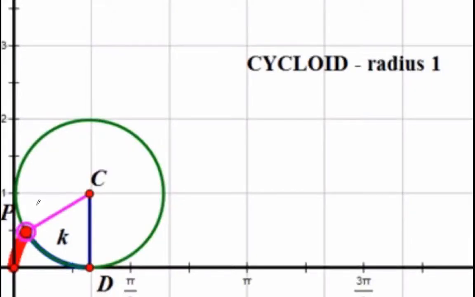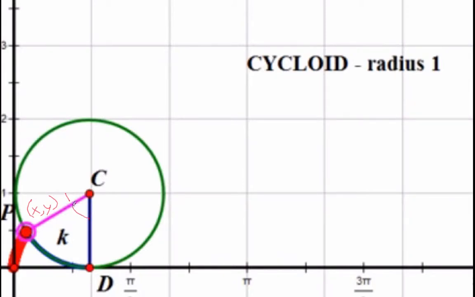Let's now look carefully at the motion of this object that's gotten stuck onto the wheel. This is the point P. Its coordinates are x and y. The radius of the wheel is 1, so the height of C above D is 1. And this point, which is the red point here, goes all around as the wheel moves to the right.